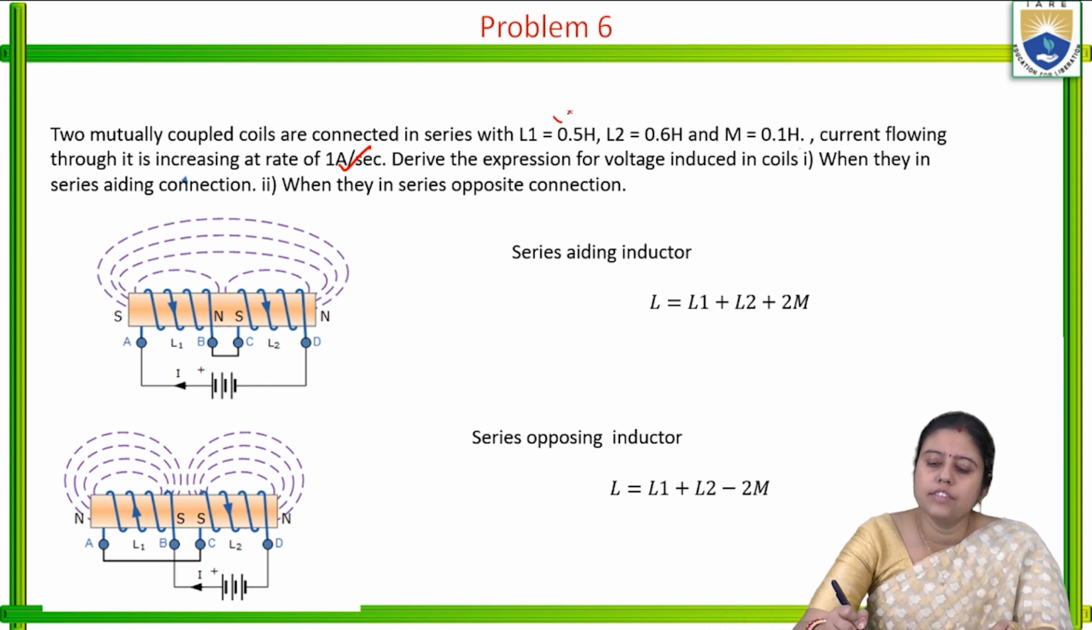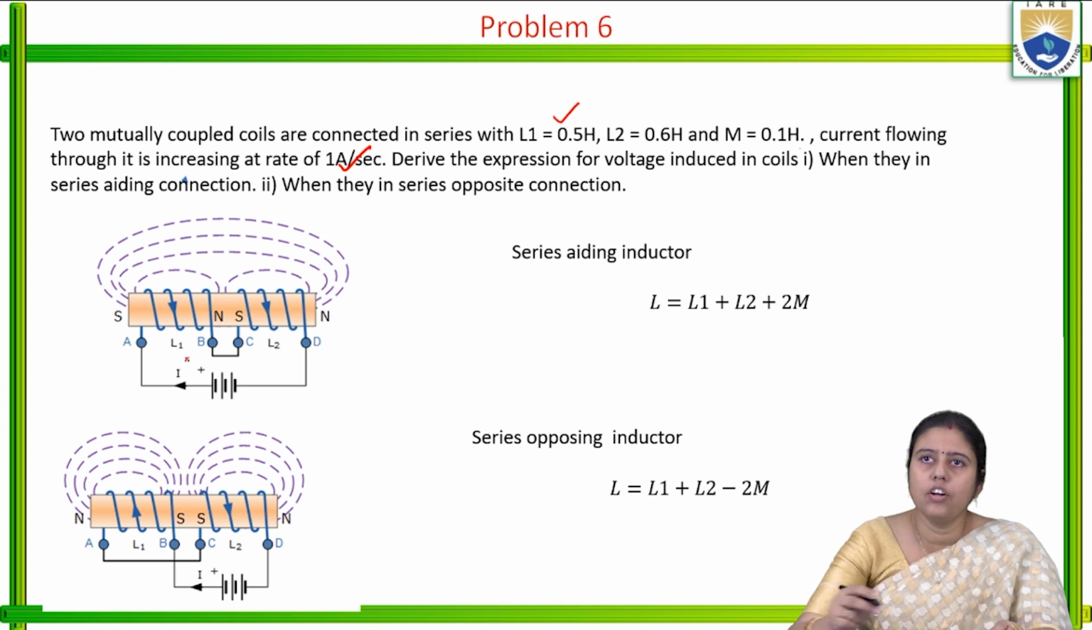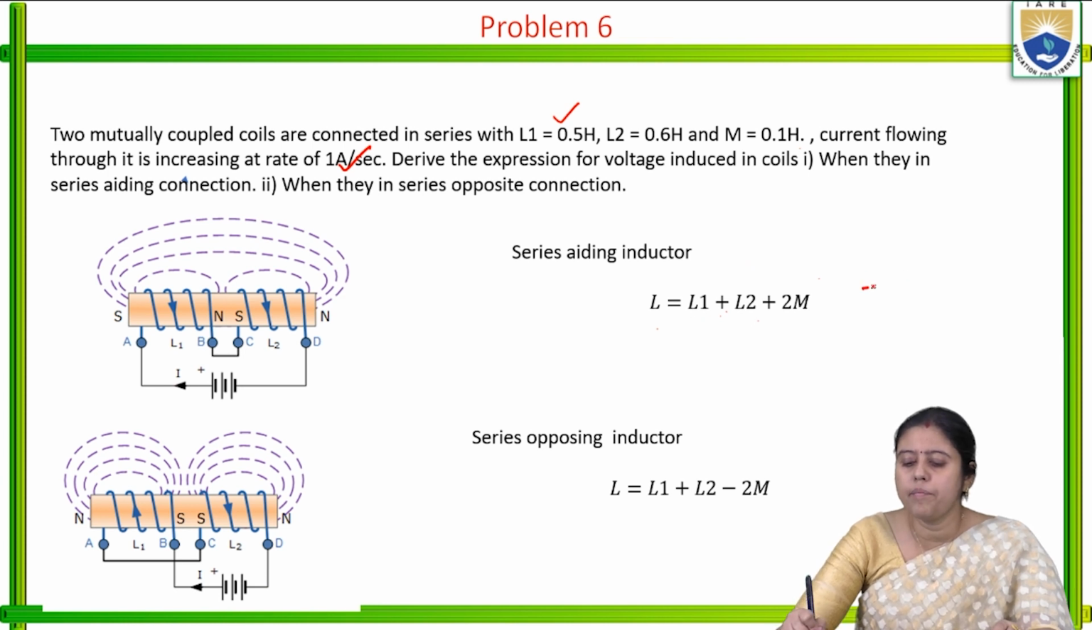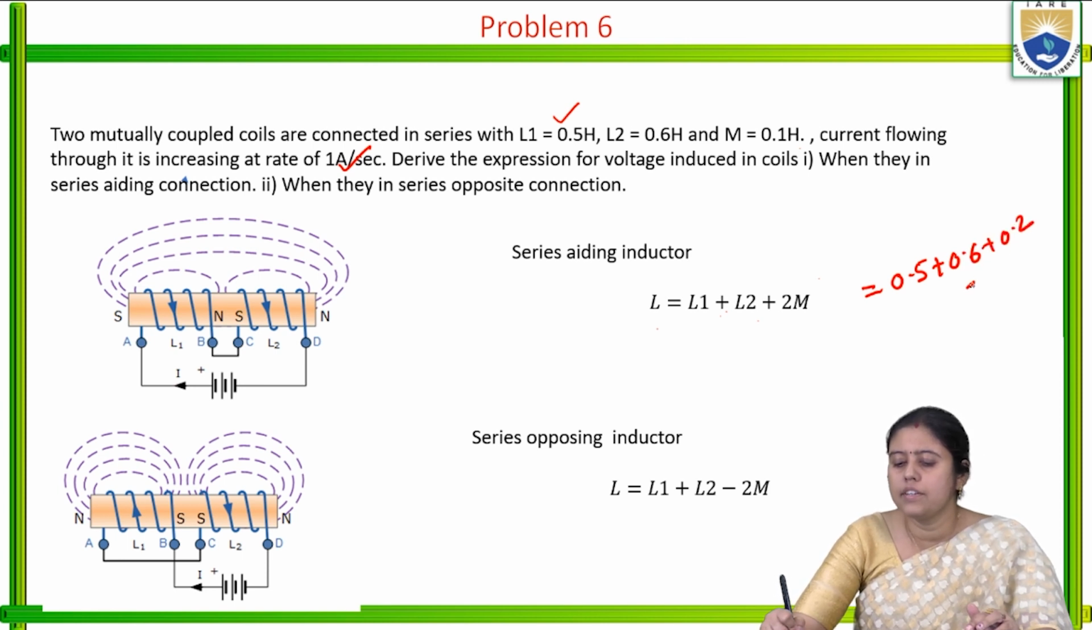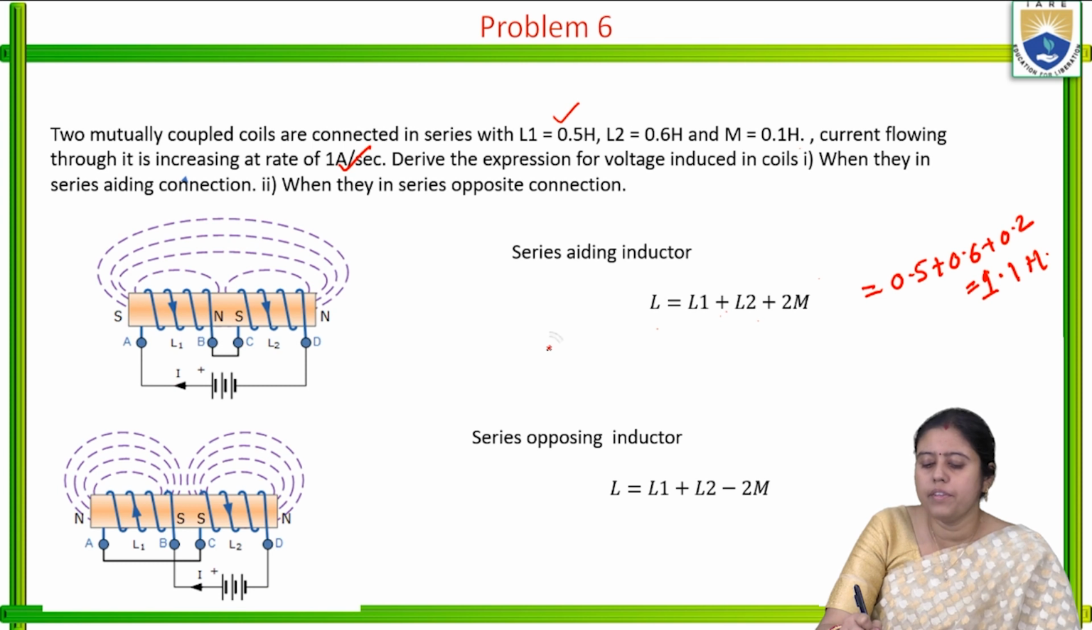So L1 is 0.5. Series aiding means we are connecting them in series, and the current is flowing in the same direction. So L is equal to L1 plus L2 plus 2M. So what is the value? The value is 0.5 plus 0.6 plus 0.2, so it is coming as 1.1 Henry.